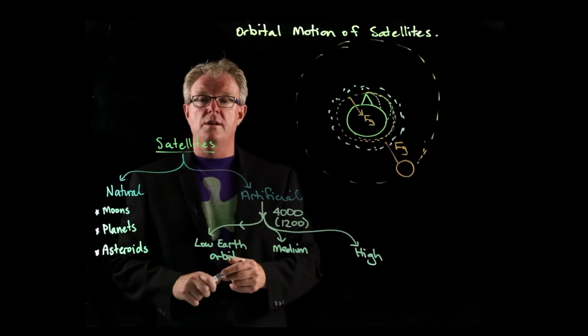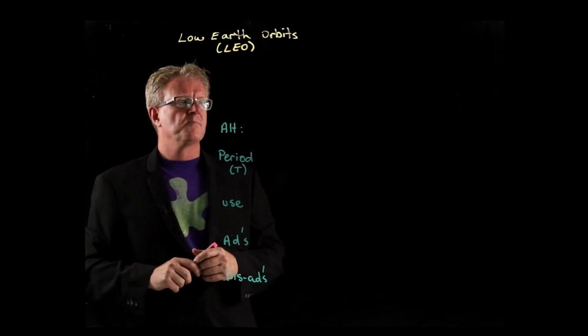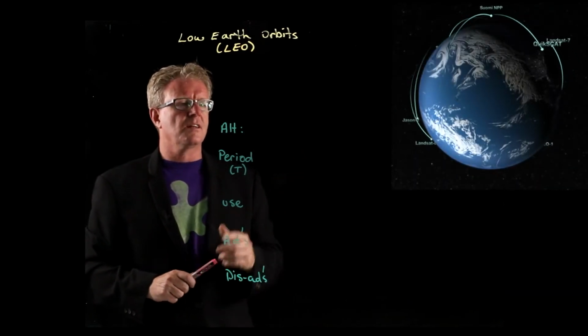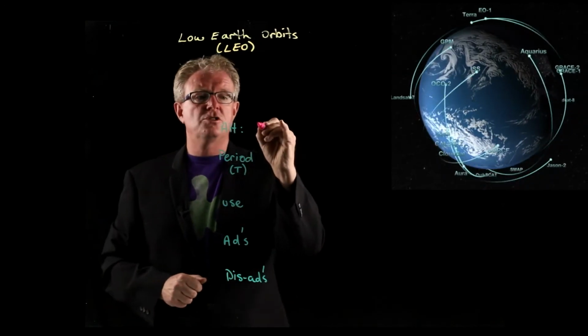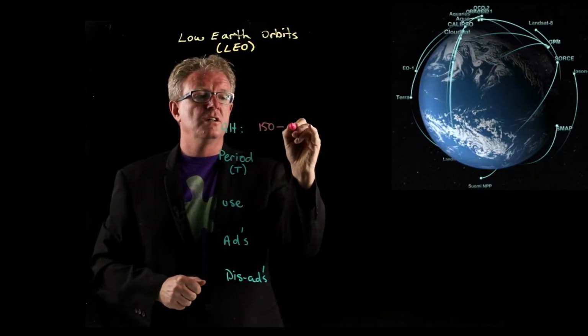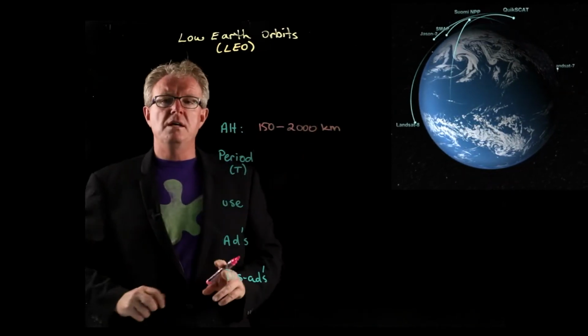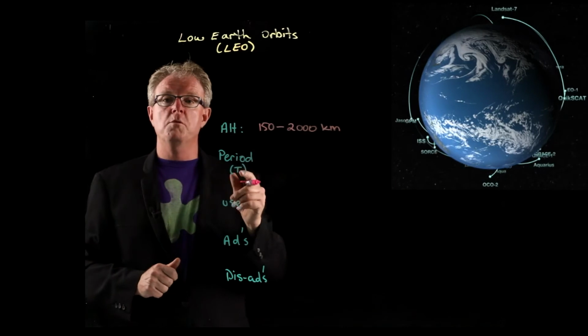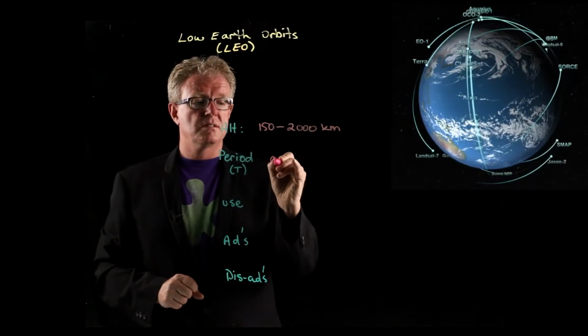So let's start off with low Earth orbits. All right, let's start off with low Earth orbit satellites. And you can see here with this graphic that low orbit satellites are fairly close to Earth. They only have an altitude of around about 150 to 2,000. Now the period of their orbit, right, so their orbital period is the time it takes to go once around the Earth, is 90 minutes.